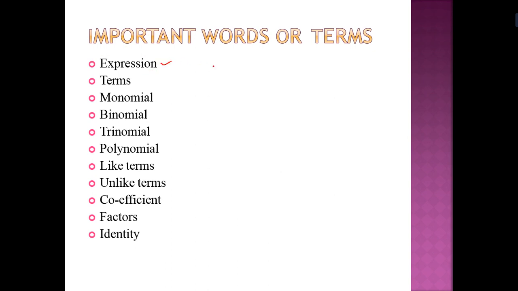First is express. If I express like that, it is an expression. Afterward, terms are there. We can say it is a term, it is a term. Monomial. Already you know these types of terms from 5th, 6th, 7th. So: expression, term, monomial, binomial, trinomial, polynomial, like term, unlike term, coefficient, factors, and identities.